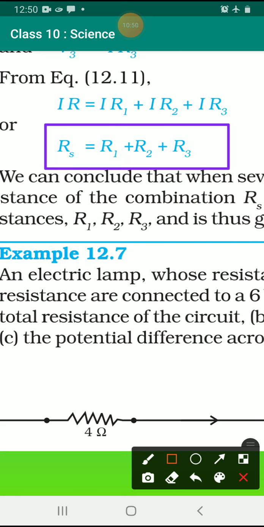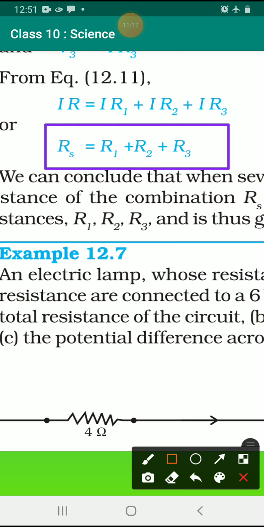Very simple formula, that is Rs is equal to R1 plus R2 plus R3. Here S indicates series. If you are lucky, you may get this simple question in the board exam: find the total resistance of the resistors when they are connected in series. A few values will be given.